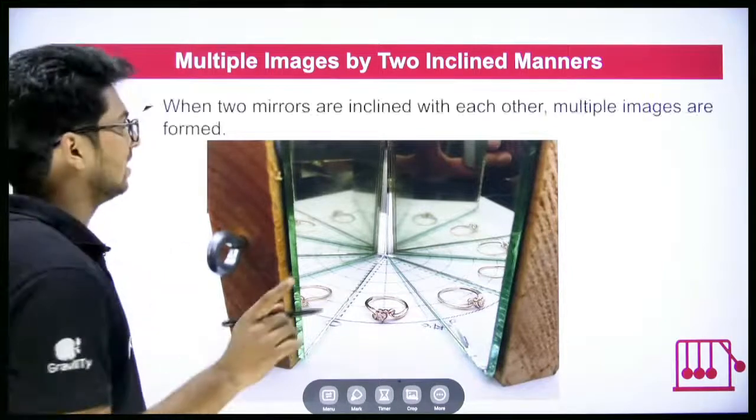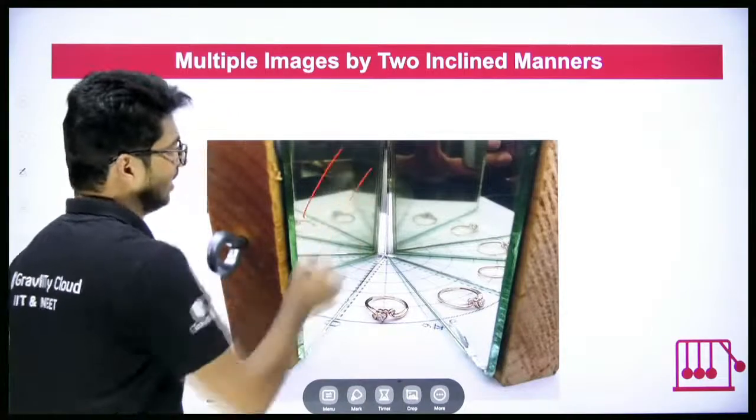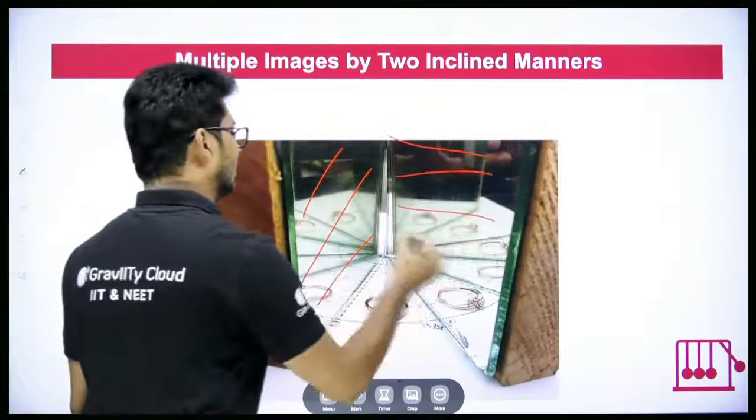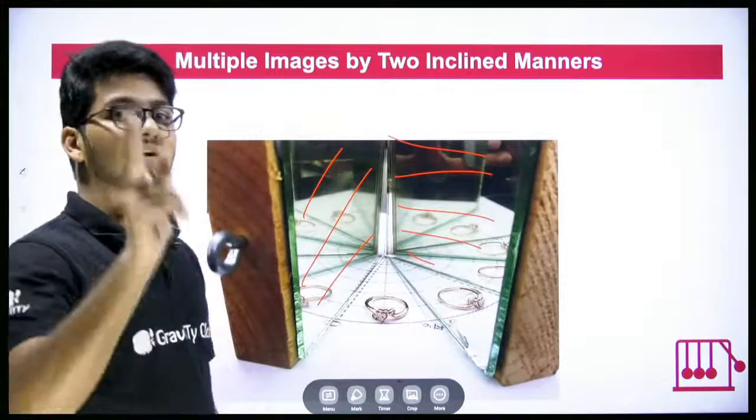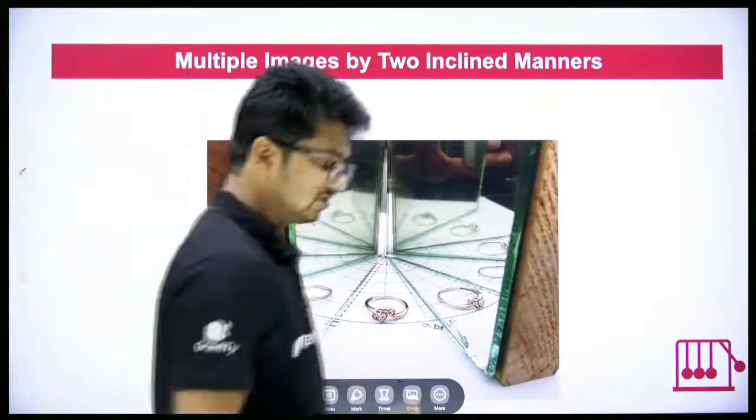If you use one mirror, you will get only one image. But how many mirrors are we using? See, this is one mirror, this is the other mirror. So we are using 2 mirrors. So using 2 mirrors, you can get multiple images.